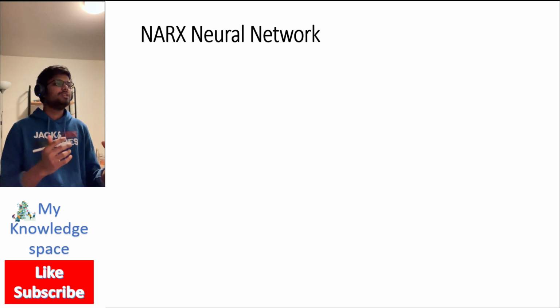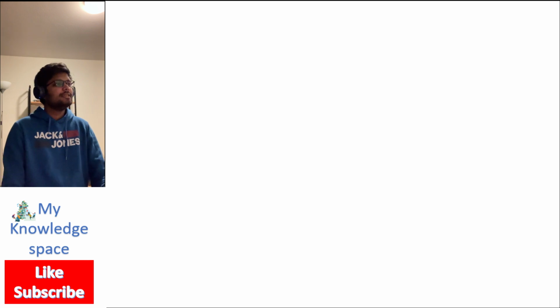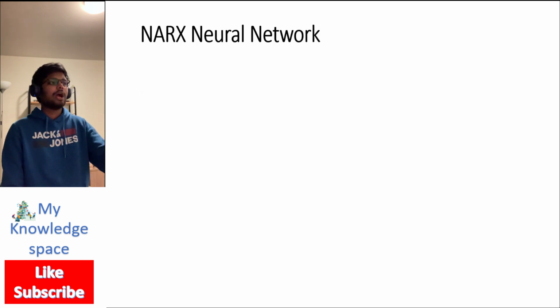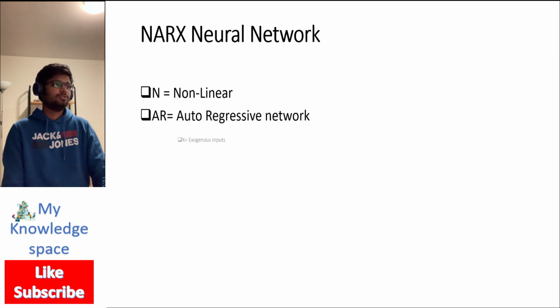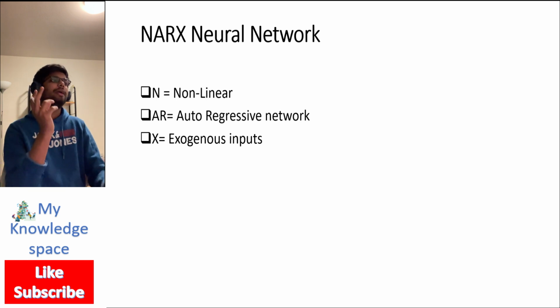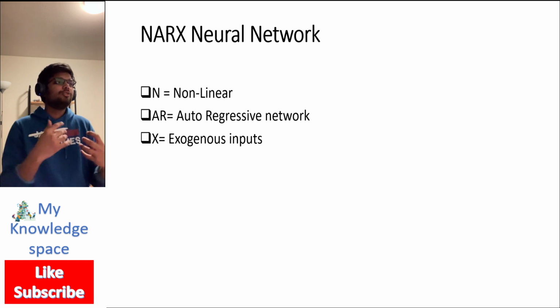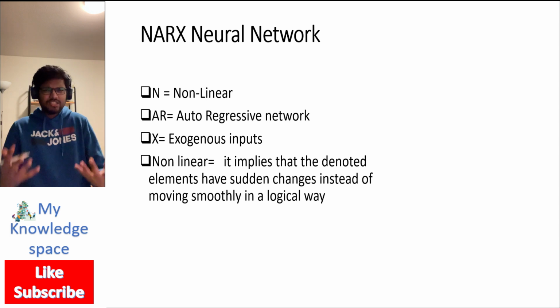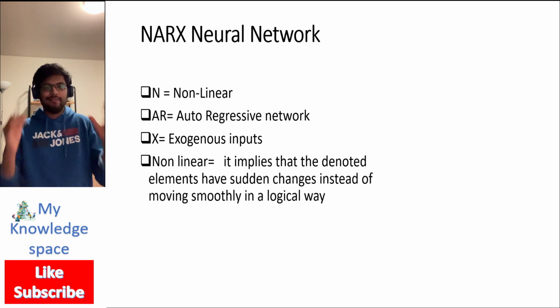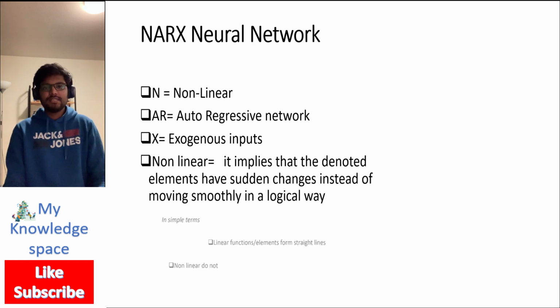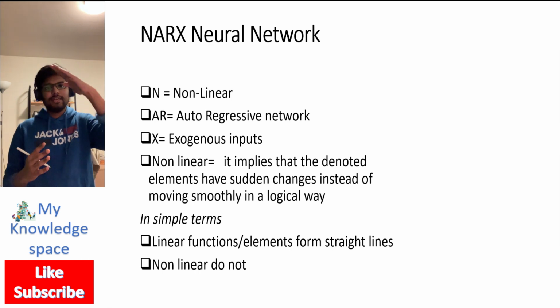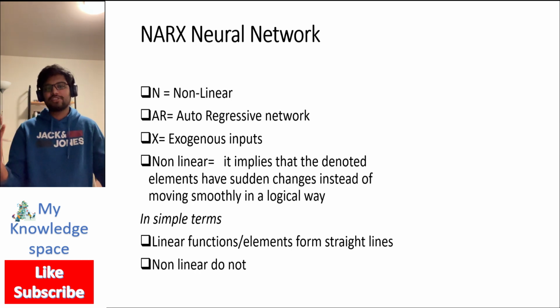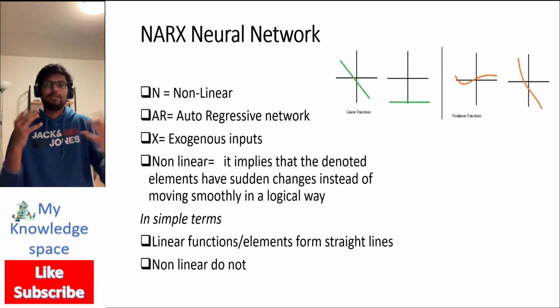Initially we will see what the abbreviation of NARX is. N implies nonlinear, autoregressive with exogenous inputs. So the basic definition of NARX is nonlinear, autoregressive with exogenous inputs. Now let's break down this abbreviation further. What does nonlinear mean? Nonlinear represents elements which have sudden changes and do not follow any logical way. To put it simply, linear elements tend to form a straight line, whereas nonlinear elements do not form a straight line, as you can see in the image here. So this is what nonlinear means in the term NARX.